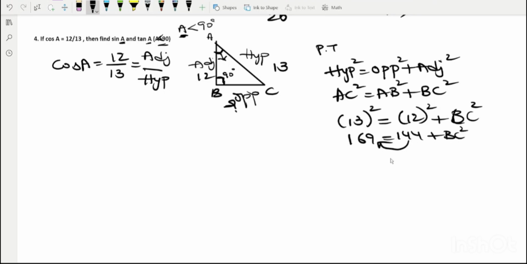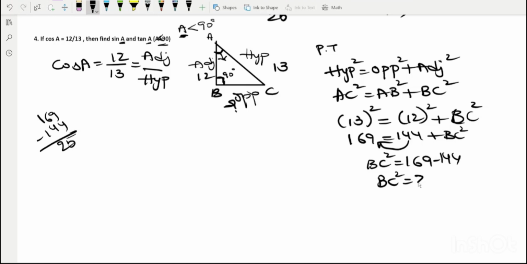Now we shift the value and get BC square equals 169 minus 144. You can subtract it here: 9 minus 4 is 5, 6 minus 4 is 2, and this becomes 0. So BC square equals 25, and BC equals square root of 25, which is 5 centimeter. So the value of the opposite side is 5 centimeter.